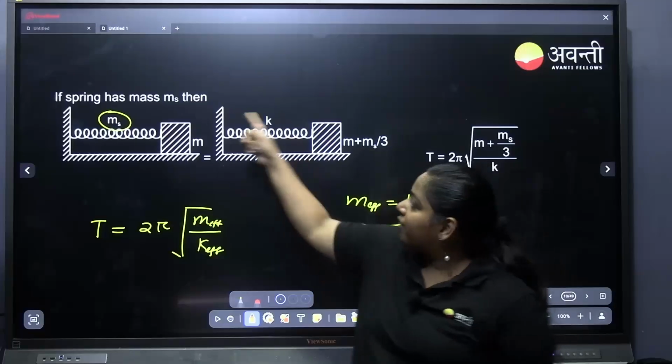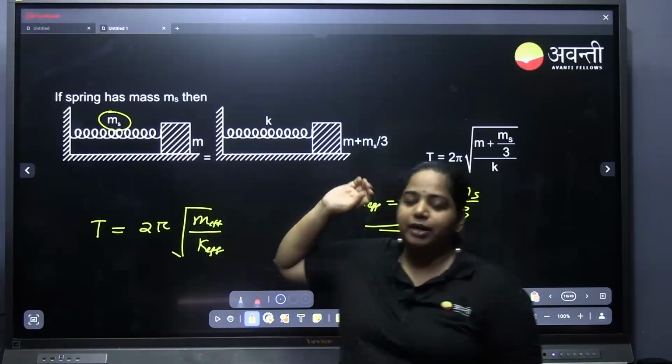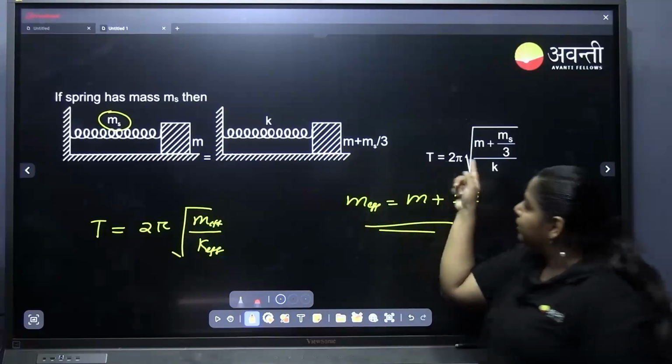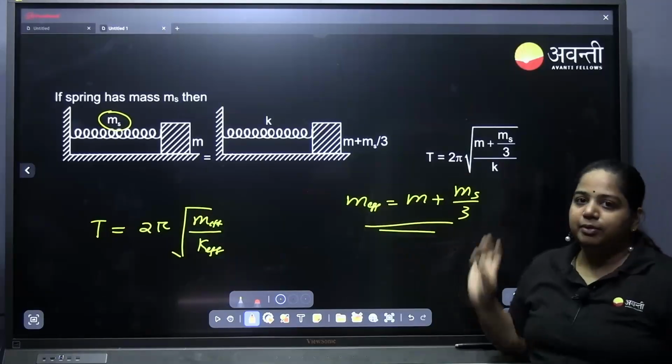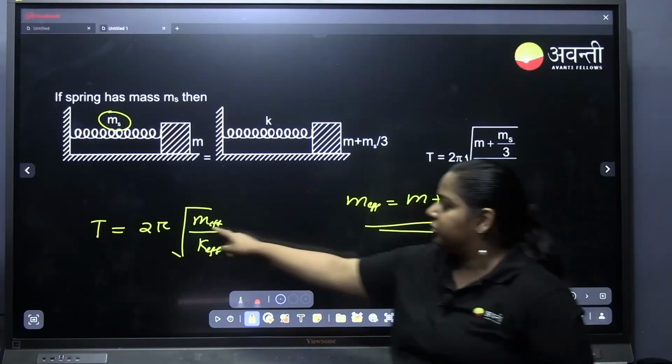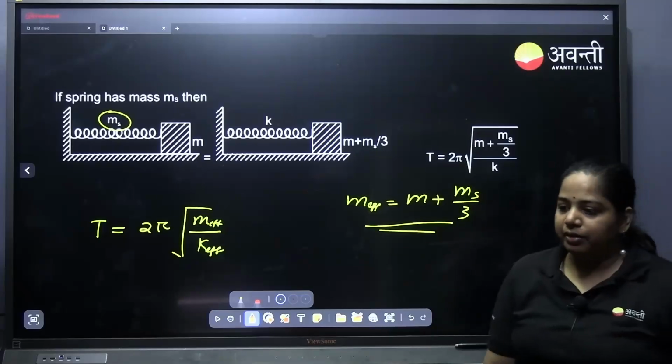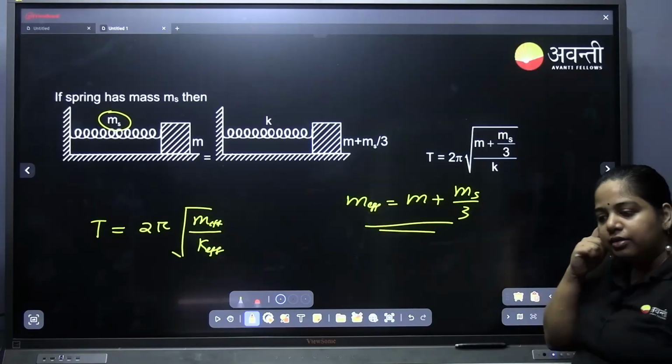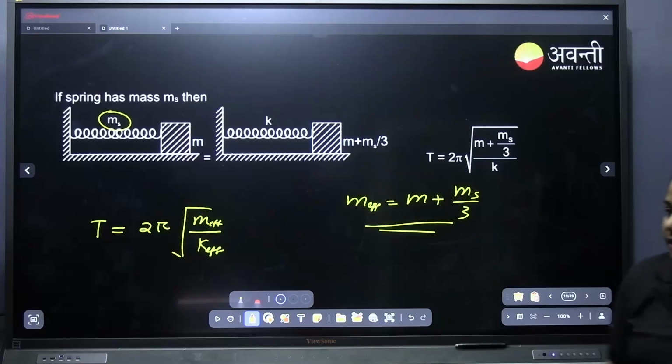But what if the spring has mass? Usually we take a massless spring. In case the spring has mass, this will be the effective mass which you should substitute here to find the time period. Is that fine? Okay.